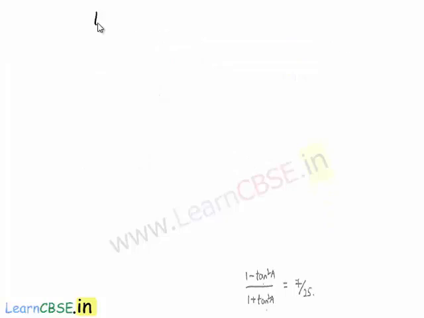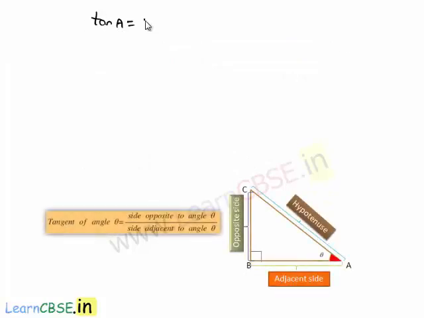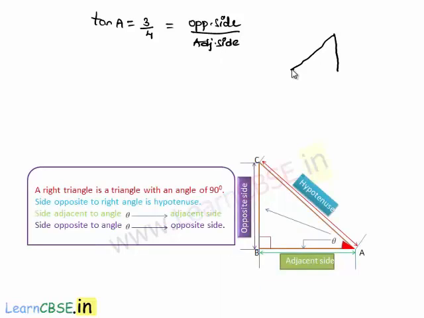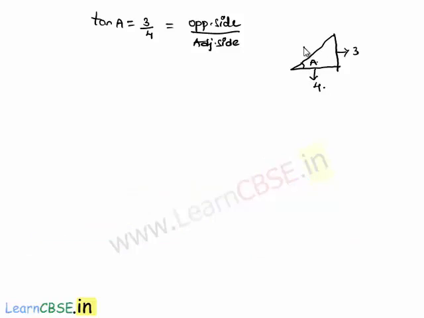If tan A is equal to 3 by 4, that is nothing but opposite side by adjacent side. Let us consider a right angle triangle with base angle as A, and here now opposite side in the simple ratio will be 3 and adjacent side in the simple ratio will be 4. In order to find sine A and cos A, we have to find the hypotenuse. Let it be Z.